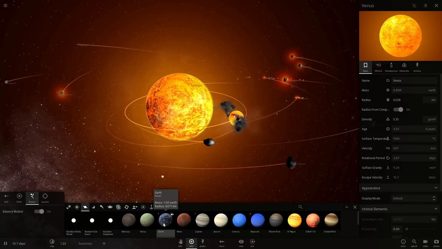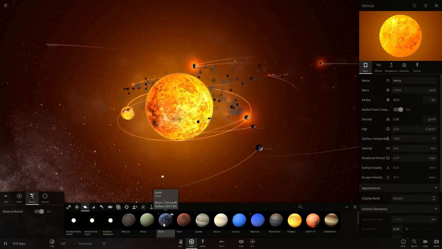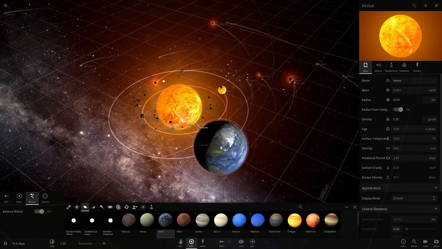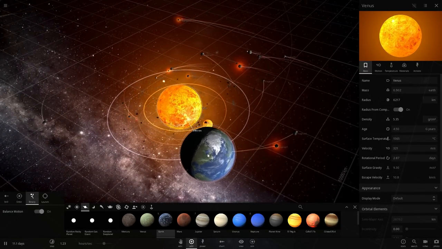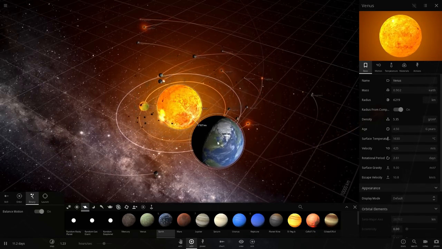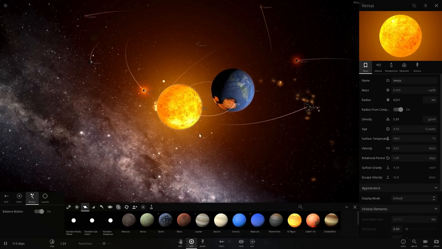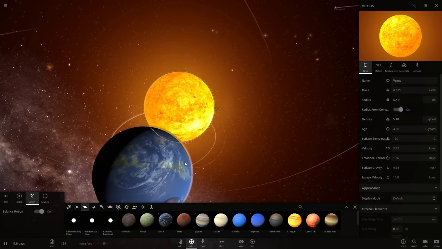It's also the most massive of all of the terrestrial planets. So there's a very big chance that if I place Earth right here, it's going to absorb Venus. But you never know. Let's find out what happens. And here comes the Roche limit. Battle of the giant terrestrial planets.